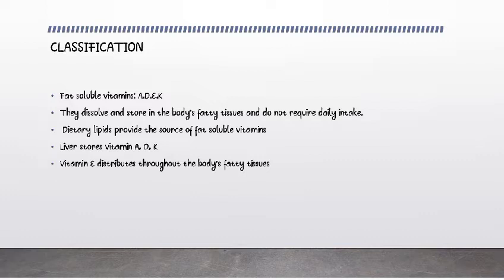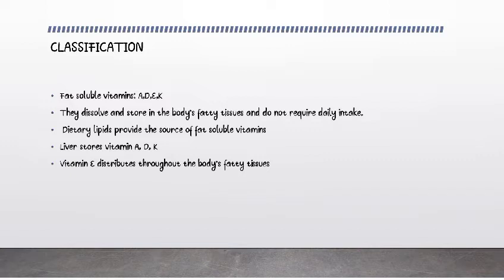So now we go down to the classification of vitamins. Vitamins are classified into two parts: the fat soluble vitamins, which are vitamins A, D, E, and K, and the water soluble vitamins, which consist of vitamin C and the B complex, which I will go through in this PPT.